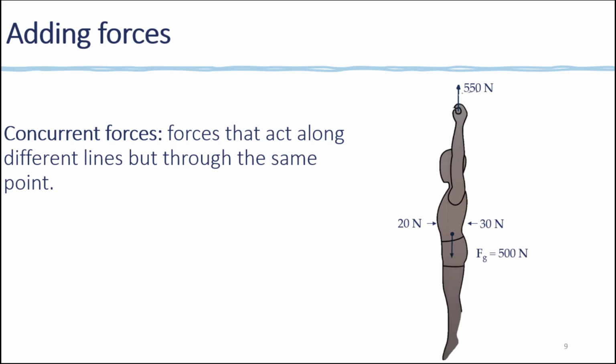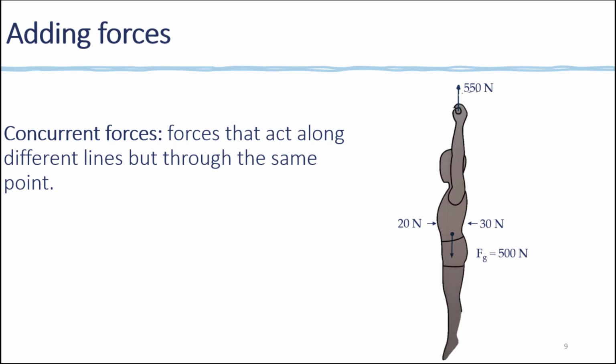So the diagram that represents these forces acting on the gymnast would look like this here. And this is called a free body diagram. Essentially, it shows all the forces that are acting on the system or the object, which in this case is the gymnast. So we assume that the gymnast is just one object or one system.